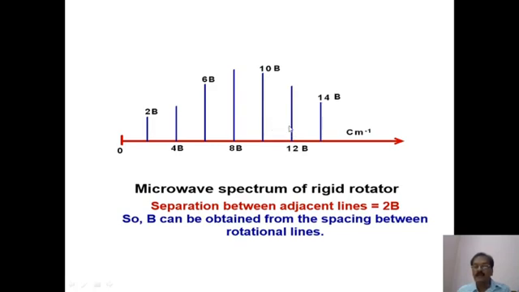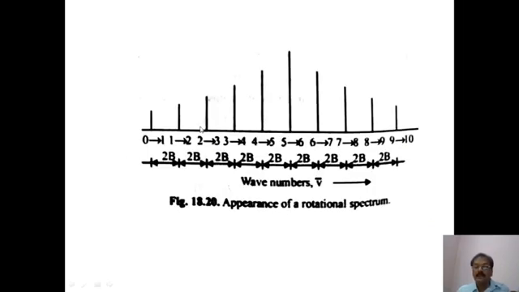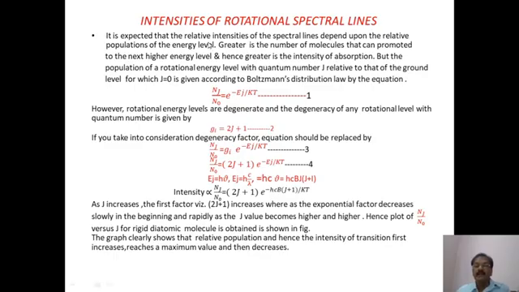Like this, the difference between consecutive lines in the spectrum is always found to be a constant, that is 2B. The separation between adjacent lines is 2B, so B can be obtained from the spacing between the rotational levels. So this is the rotational spectrum obtained during the transition of a molecule from one state to another. These are the lines observed, 0 to 1, 1 to 2, like these are the different lines in the spectrum, and the successive difference between them is 2B. In terms of wave number, this is the appearance of spectral lines in the rotational spectrum.